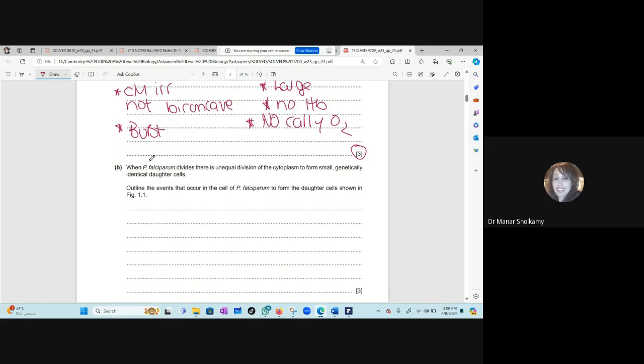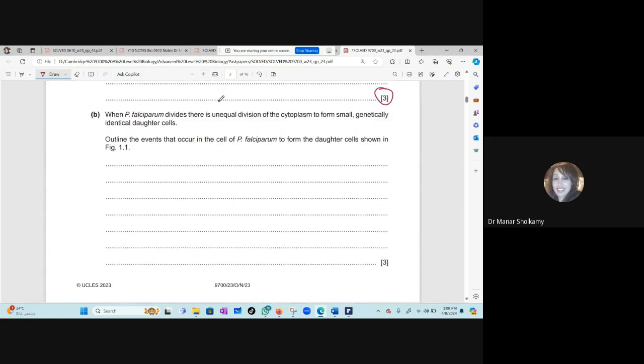It's an easy question, by the way, but you usually do not notice the number of changes that you have to write. When the P falciparum divides, there is unequal division of the cytoplasm to form small, genetically identical daughter cells. Outline the events that occur in the cell of the P falciparum to form the daughter cells shown in the figure. So what are they talking about? Which events do they want? So from the moment it starts until it divides and gives me the daughter cells.